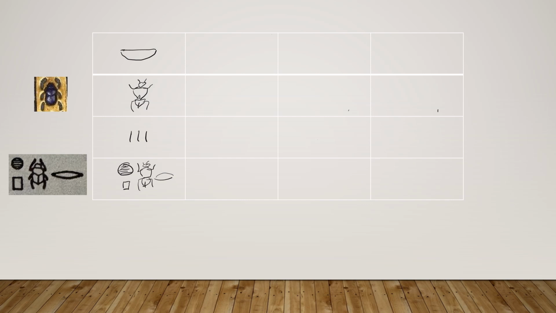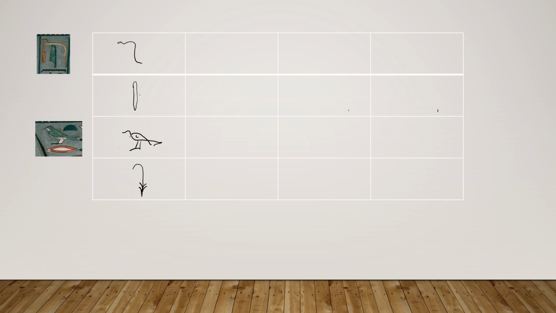And then we have the phonetic complements for Kheper. We have the placenta, which is KH. We have the stool, which is P, and we have the mouth, which is R. So you can have those complements to tell you that that's Kheper, or you could just have the beetle by itself, and you know that that's Kheper.